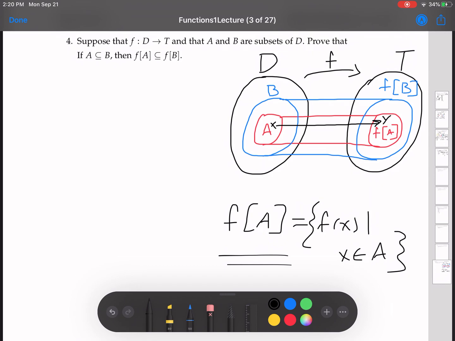Okay, so we're going to start with y over in f of A. We're going to say by definition there's got to be some x in A that comes over to it. Well, since we assume A is a subset of B, then x must also be in B. Okay, well that means that f of x is in f of B. Well, f of x is equal to y, so that'll put y in f of B. All right, so that's our strategy.